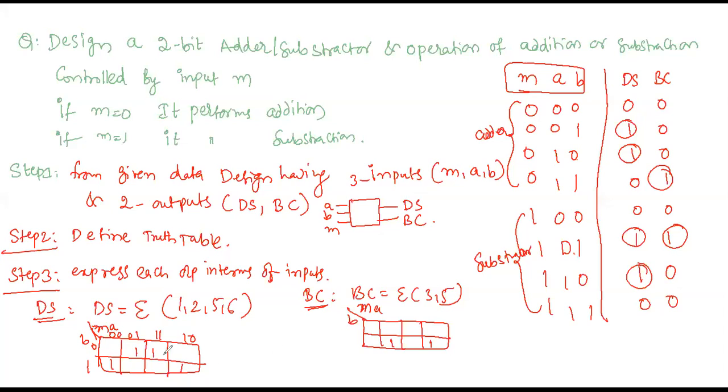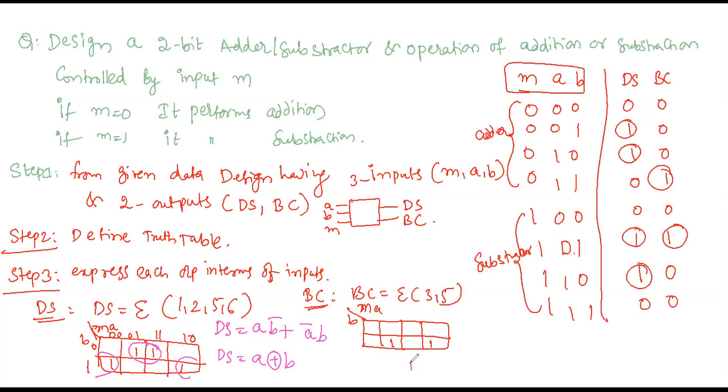Now write down the expression. Do the grouping. Grouping is possible. These two minterms you can form as one group, and these two minterms you can form as one group. So two groups are there. So DS is equal to, what is this value? A into B bar plus, what is this value? A is constant 0, so A bar, B is constant 1. So DS is equal to A XOR B.